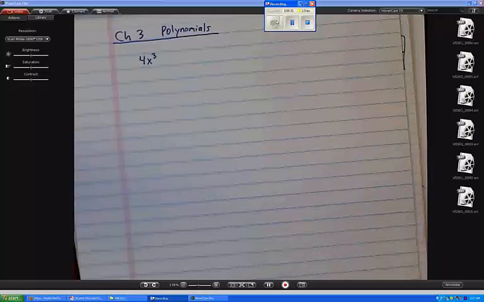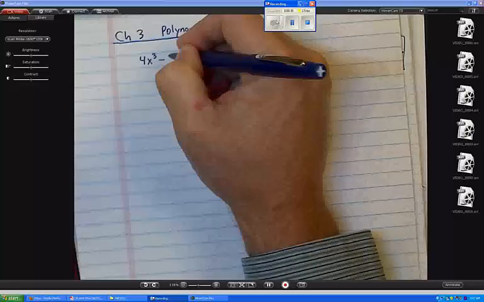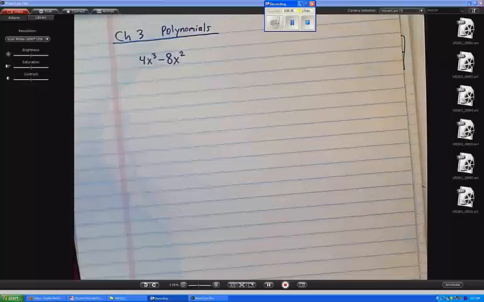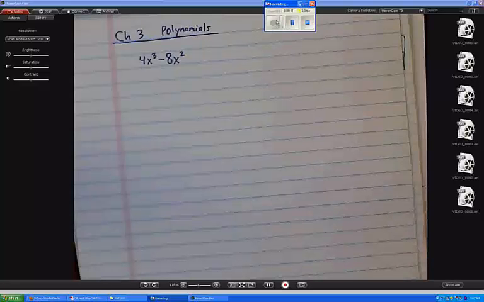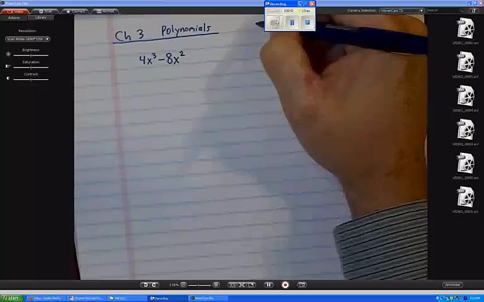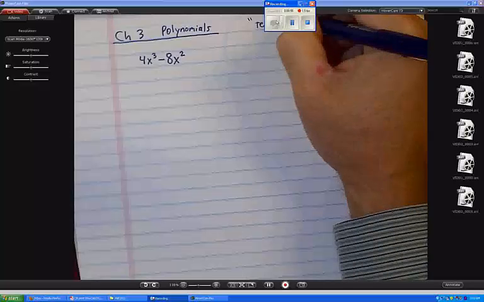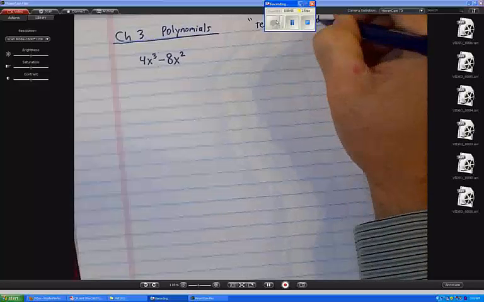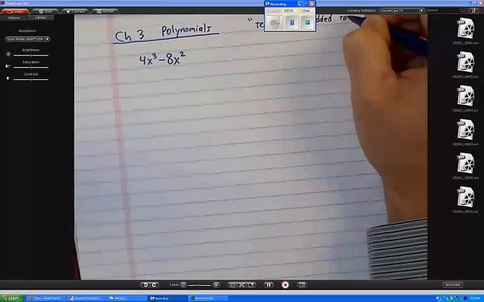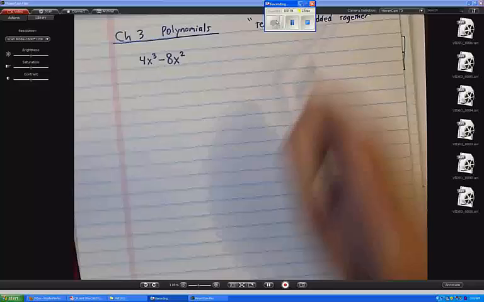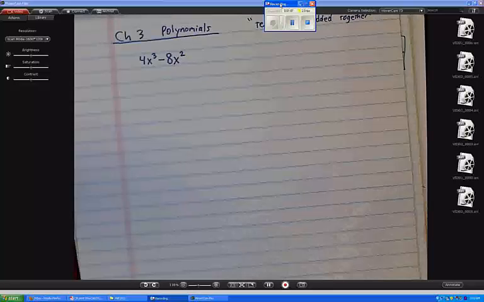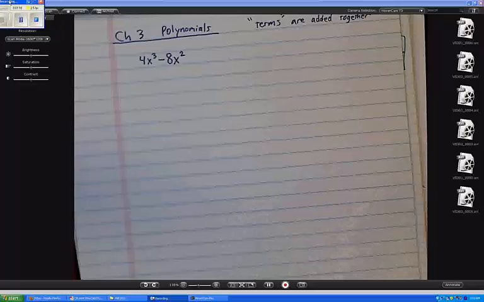but if I write this down, 4x cubed minus 8x squared, what would I call that? Okay, I thought you knew this. What I'm doing is counting the number of terms. You guys know what terms are? Terms are added together. You can't see that. So that's a binomial right now, right?